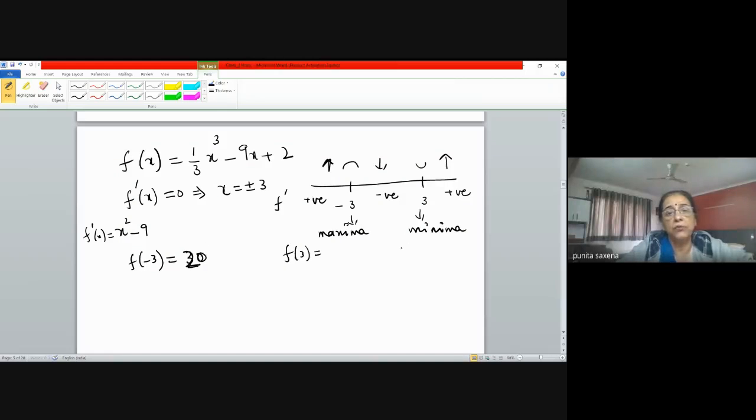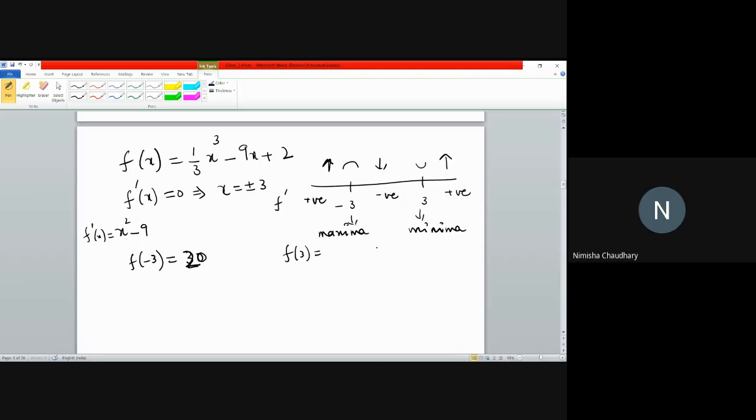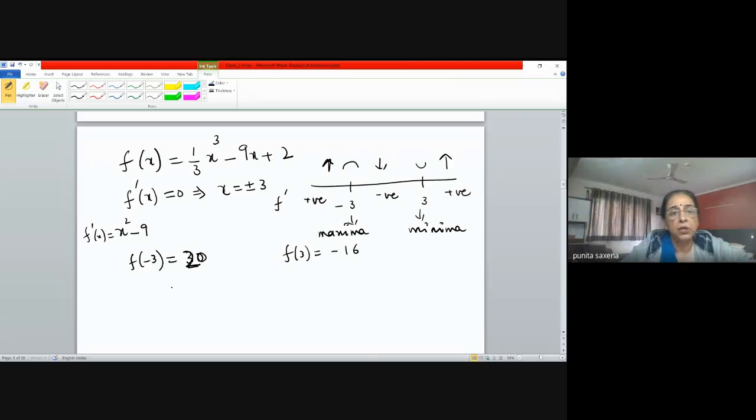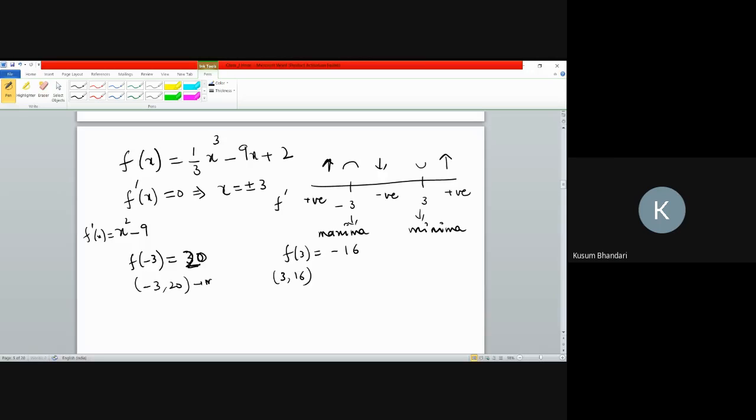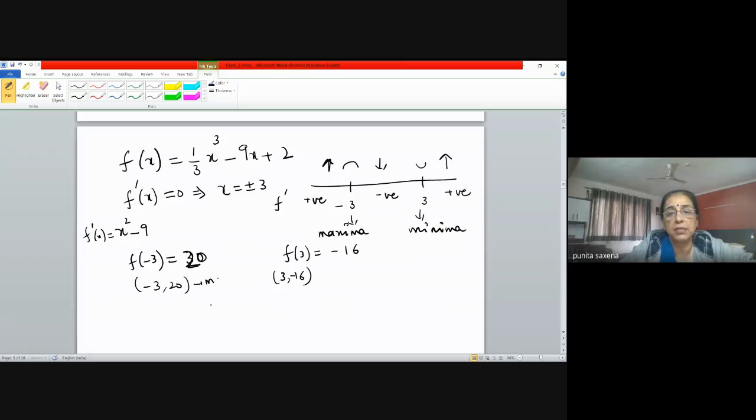Okay. What about f of 3? Minus 16. So your points are now (-3, 20) and (3, -16). ये दो points आ गए. So this is a point of maxima and this is a point of minima, right?